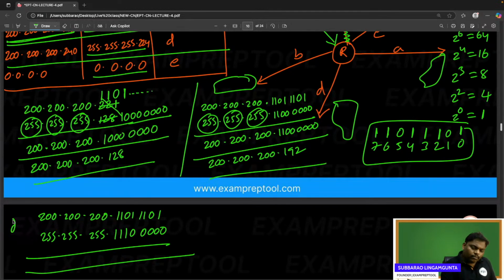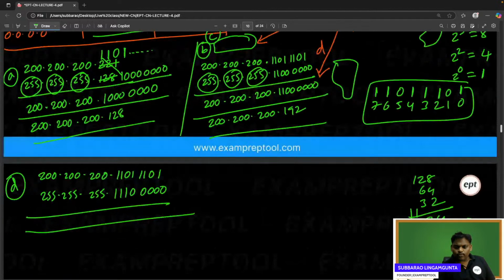D interface, I am trying this. A interface, B interface, and C interface are done. I am doing it for D. 224, what is the answer? 128 plus 64 plus 32, which gives 12 plus 2, 14. Right, next one, 6 plus 4, 10 plus 2. It is 224.